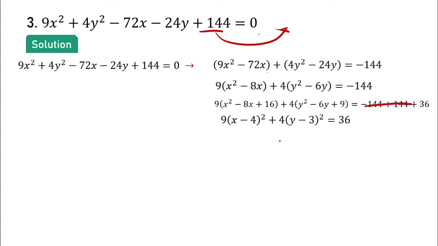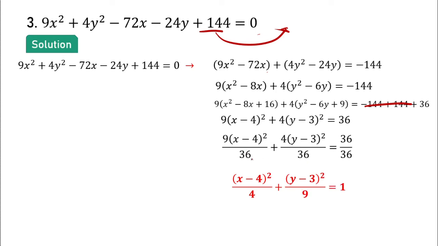And do you know what's next? So we're going to divide both sides of the equation by 36. So 9 times quantity (x minus 4) squared over 36 plus 4 times quantity (y minus 3) squared over 36 equals 36 over 36. And it will give us (x minus 4) squared over 4 plus (y minus 3) squared over 9 equals 1. So this is the final answer. This is the standard form.